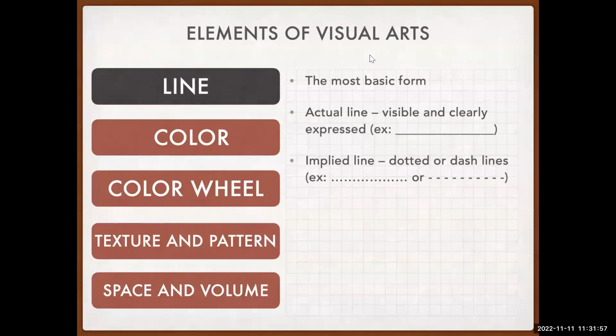So these are the basic elements of visual arts. First, we have the line. Of course, when we talk about the line, ito talaga yung pinaka-basic because the actual line is visible and clearly expressed, such as the example presented, while the implied lines are either the dotted or the dashed lines. So a line as an element of visual arts is the most basic element that is present.